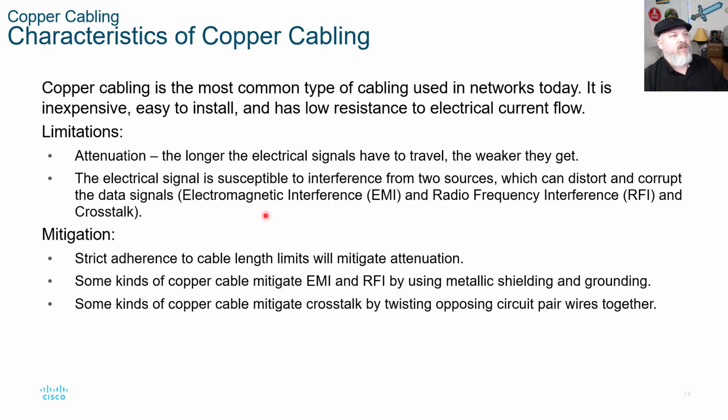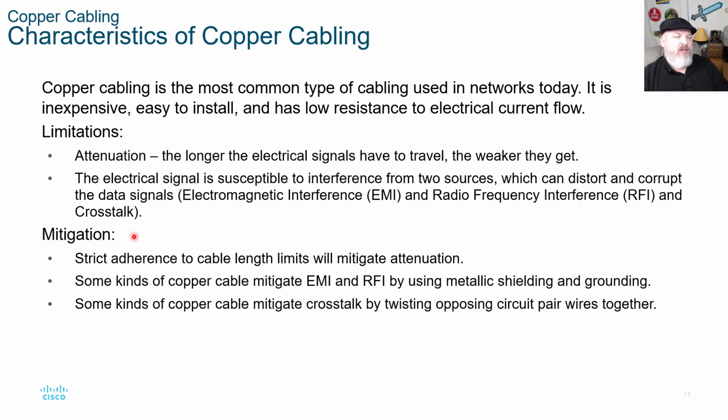The electrical signal is susceptible to interference from different sources, which can distort and corrupt data signals: electromagnetic interference, or EMI, radio frequency interference, RFI, and crosstalk. If you put electrical lines or copper cabling up next to fluorescent lighting, for example, you're going to get interference, and you're going to lose signal.